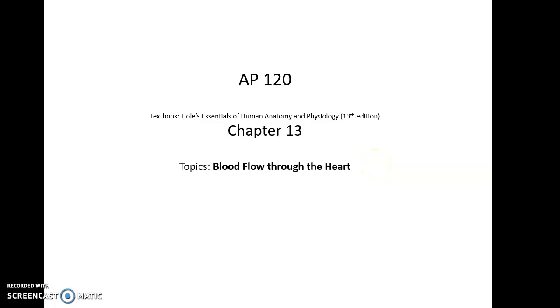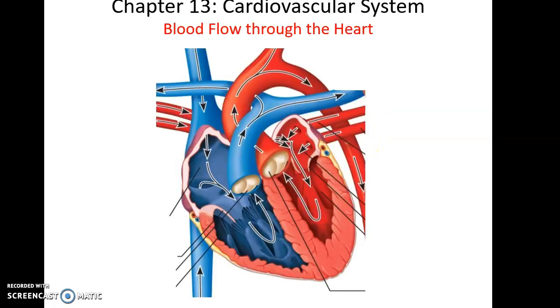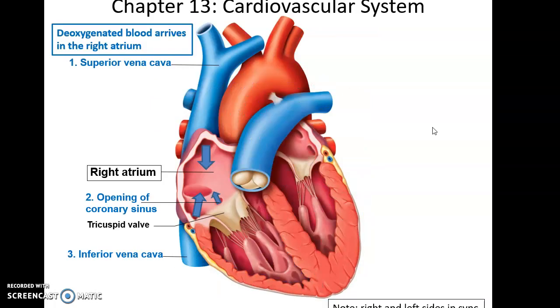AP 120, Chapter 13, Topics, Blood Flow Through the Heart. All right, so blood obviously must flow through the heart to get into either the pulmonary circuit, heading toward the lungs, or the systemic circuit, heading to the various tissues of the entire body.